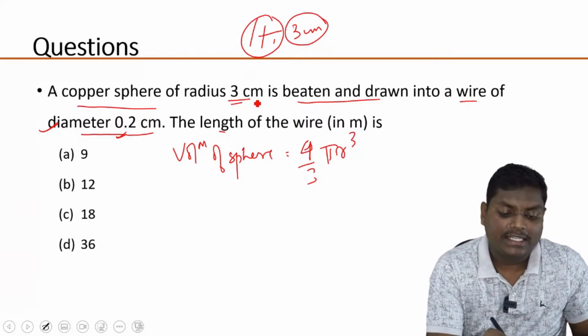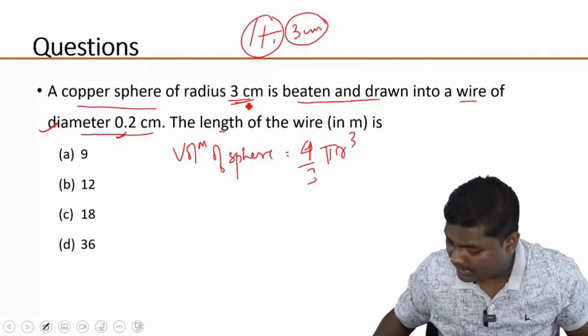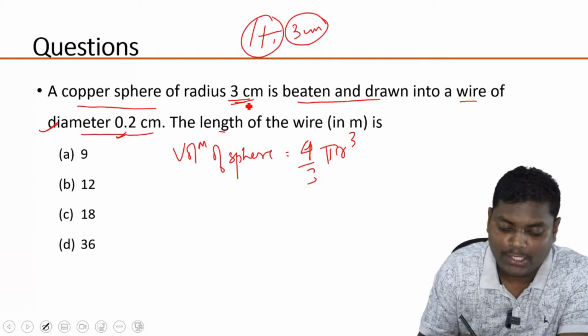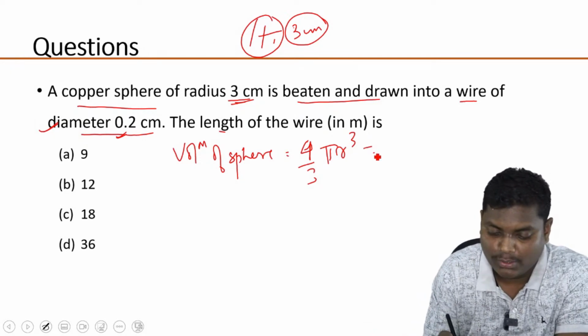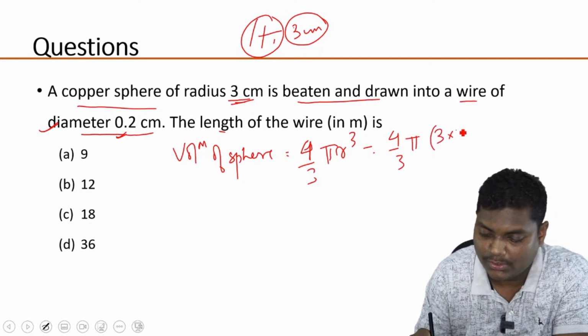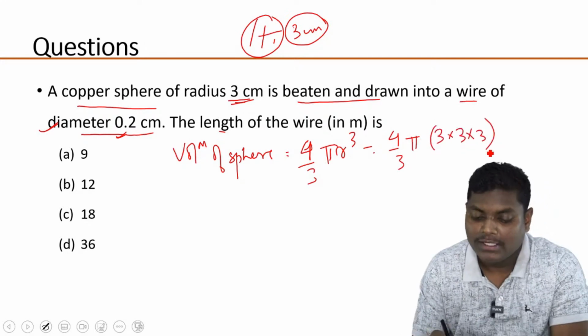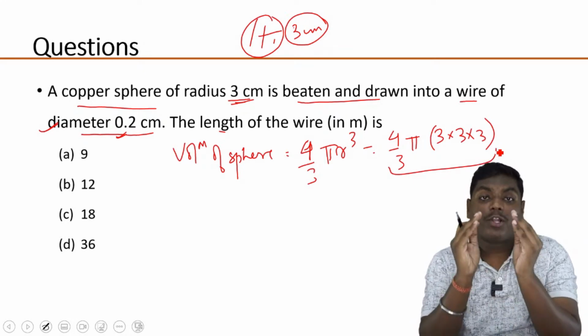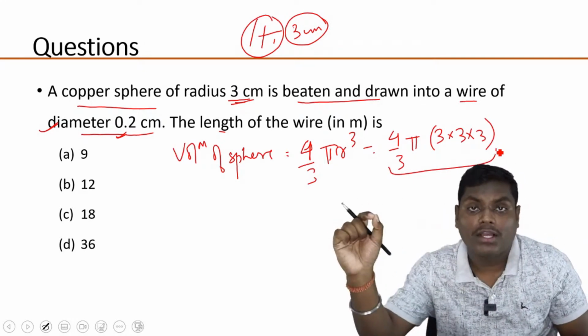They have given us the radius, 3 centimeter. So just plug in the value of 3. So it will be 4 by 3 pi, r cube is 3 into 3 into 3. This is the volume. Now this volume itself will be used for drawing the wire.